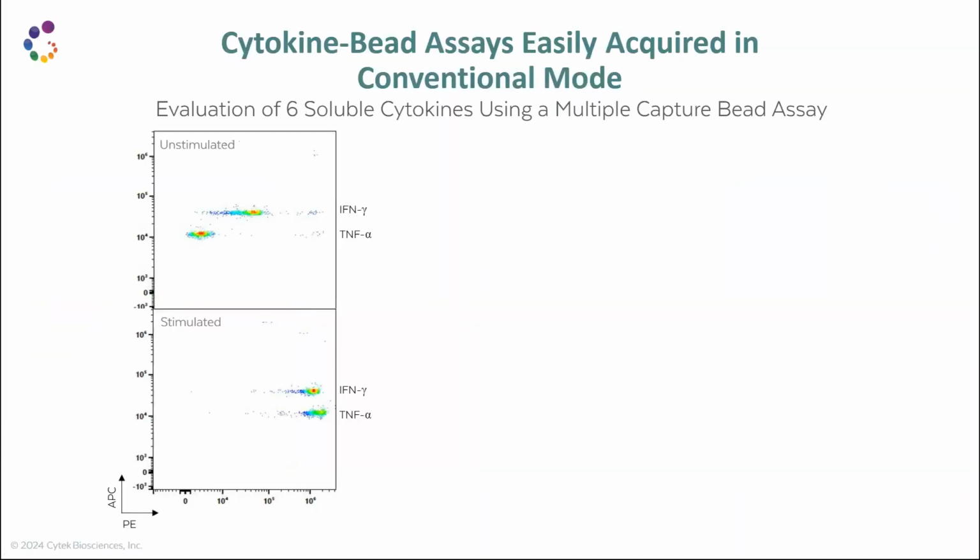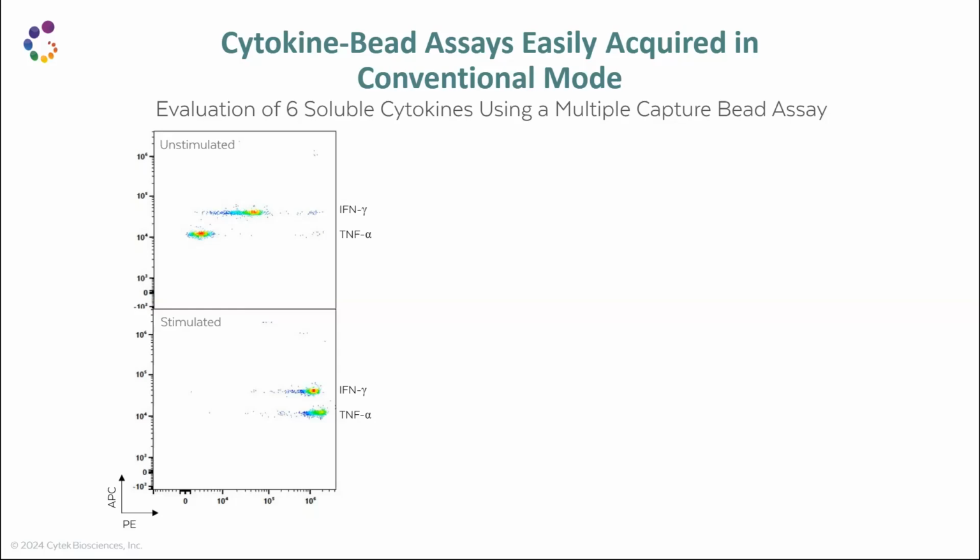What I'm going to show you on top is a plot for the unstimulated, on the bottom for the stimulated. So on the y-axis, you see two populations. The one on top, interferon gamma, the one below that is TNF-alpha. So you compare unstim and stimulated, you see that the intensity on the x-axis for the PE signal is, as expected, lower in the unstimulated and higher upon PMA stimulation.